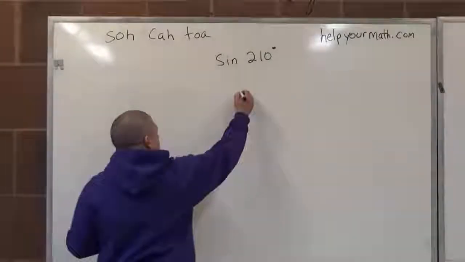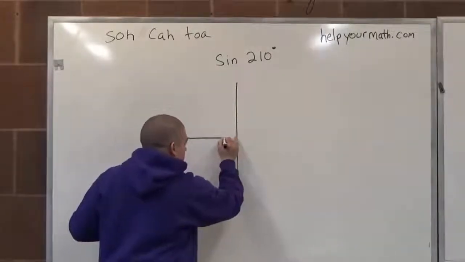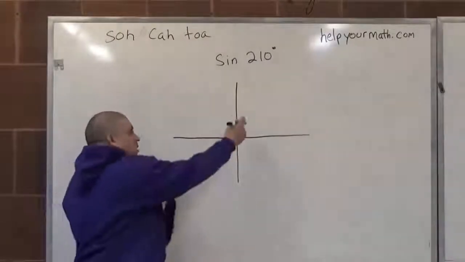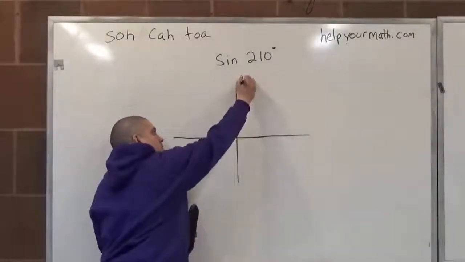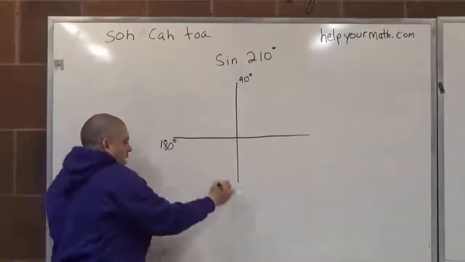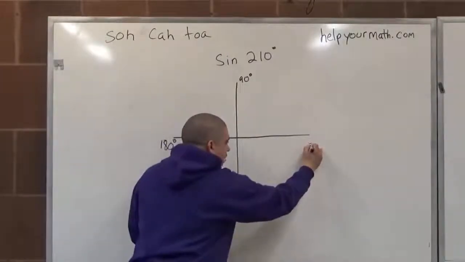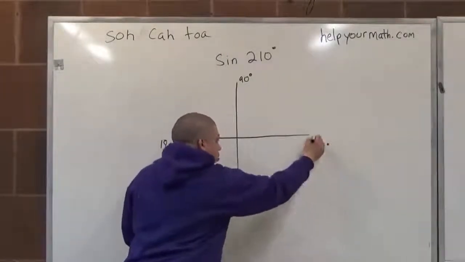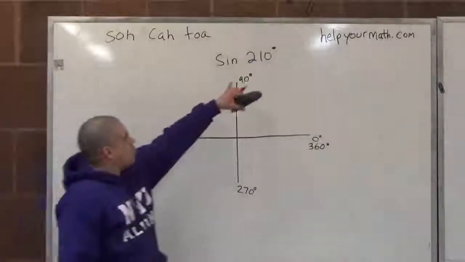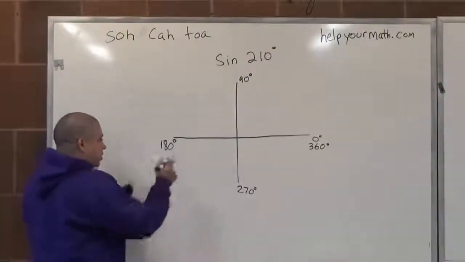So the first thing I'm going to do is draw my axis over here. We know that from here to here is 90 degrees, and over here is another 90 degrees, which is 180, and then this is 270, another 90 degrees, and this is 360 degrees, which is also 0 degrees because it's the beginning. So let's locate 210 degrees. It is somewhere between 180 and 270 degrees.